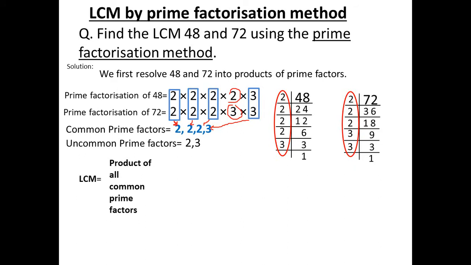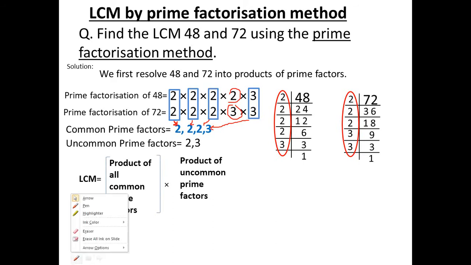LCM equals the product of all common prime factors. Product of all common prime factors, that means 2 multiplied by 2 multiplied by 2 multiplied by 3. That is called the product. After that multiplication, whatever you get, that is the product. So the product of all common prime factors, right, multiplied by the product of all uncommon prime factors.